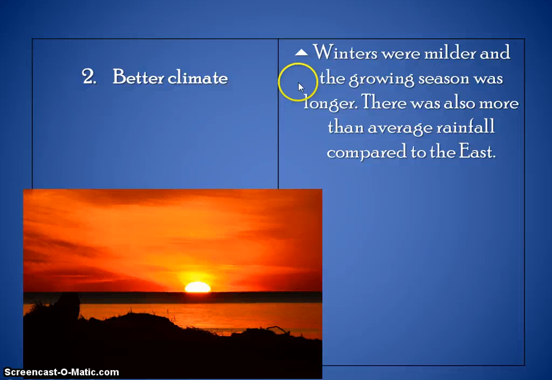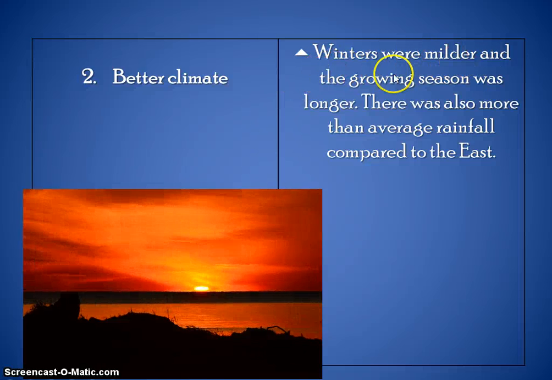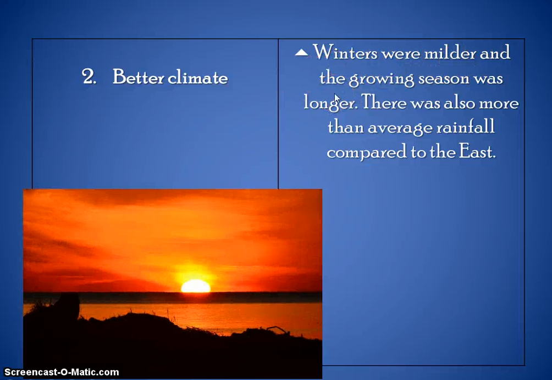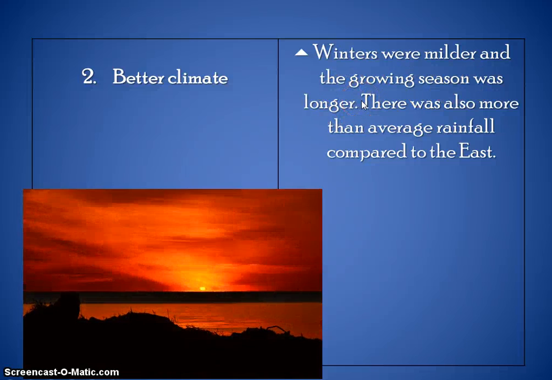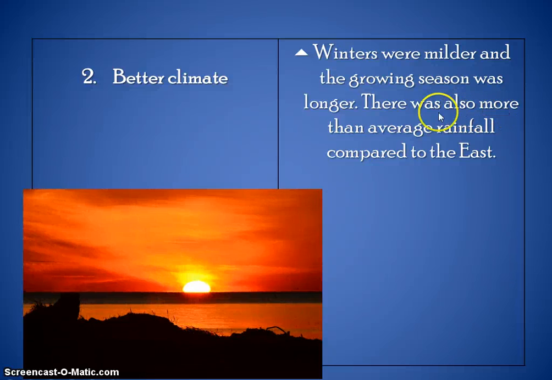Better climate out west. Winters were milder, which means that they were warmer than they are back east, and the growing season was longer, which means you had more time to grow your crops. There was also more than average rainfall compared to the east.